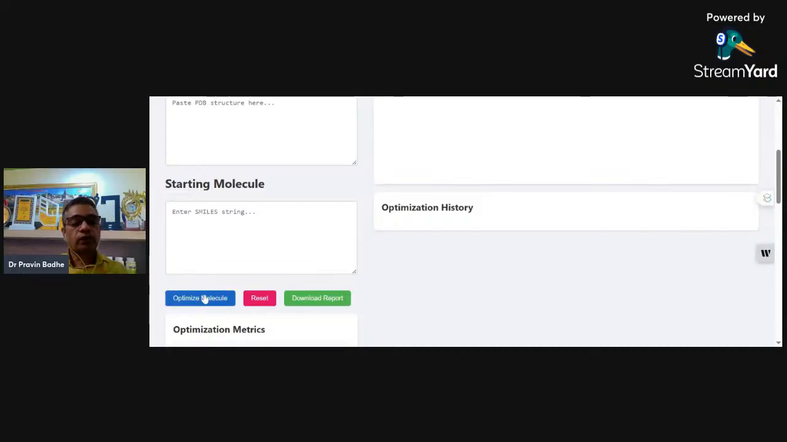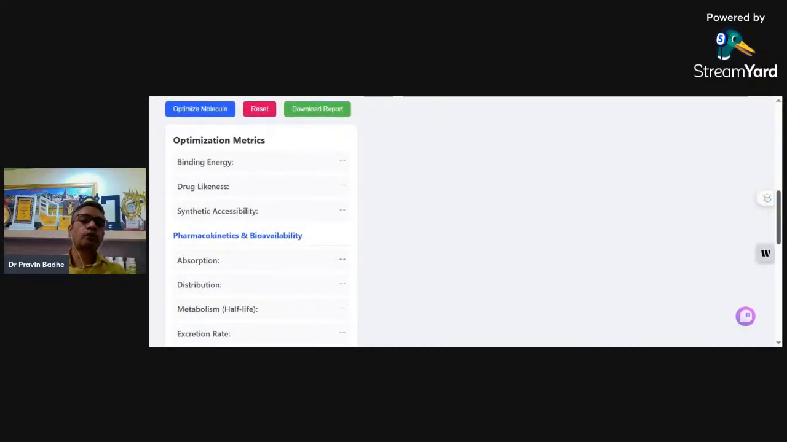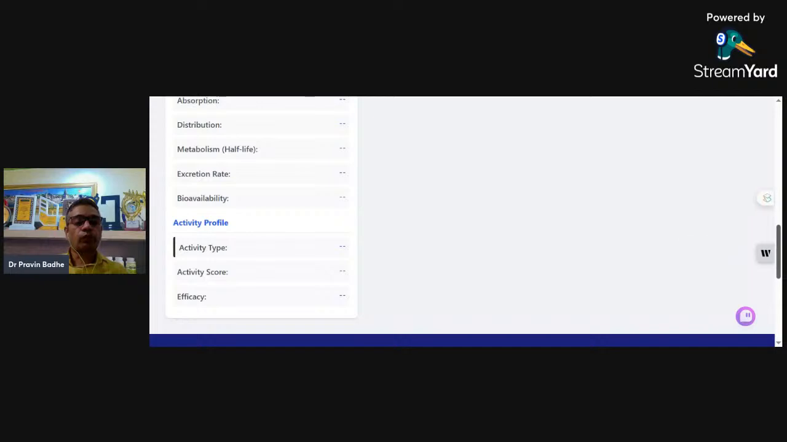And once you click on the optimized molecule, it is going to give you the complete information about that molecule and the binding of the target from the point of view of the binding energy, drug likeness, synthetic accessibility, and the ADME properties of that molecule. In addition to that, activity type, activity score, and efficacy.